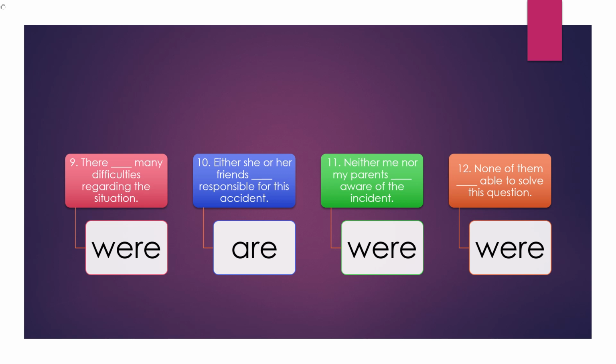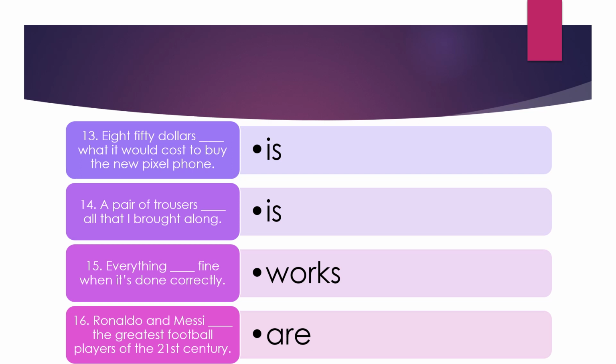Neither I nor my parents ___ aware of the incident. Again, parents, so were aware. None of them ___ able to solve this question. None of them, them means plural, therefore were able to. $85 ___ what it would cost to buy the new Pixel phone. So $85 ___ what it would cost. We were referring to the price. Therefore, $85 is what it would cost.